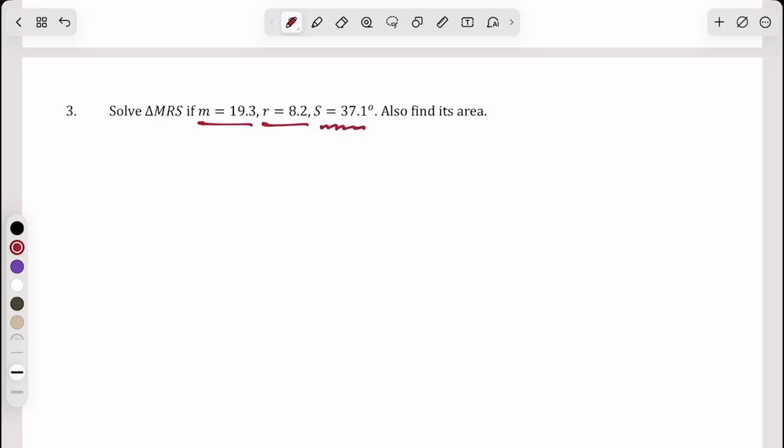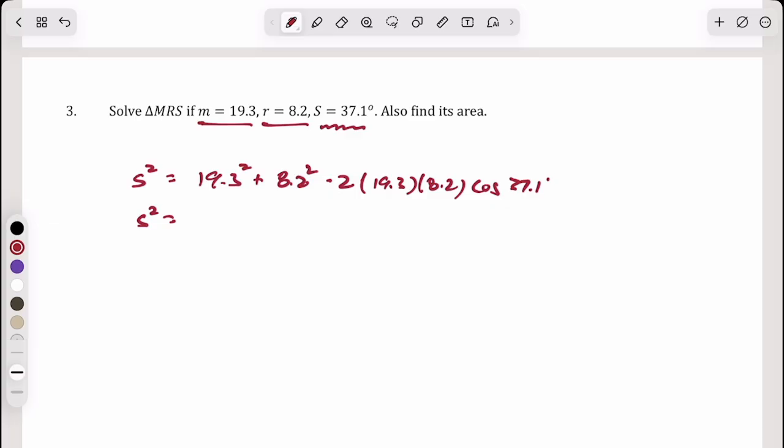So what I'll need to find first, according to the law of cosines, is little side S, and that should be equal to the sum of the squares of the other two sides, minus 2 times the product of those sides, times the cosine of the angle that's between them. So I'm going to need a moment to calculate this, so let me just type this up real quick.